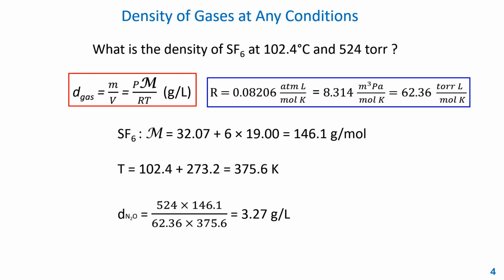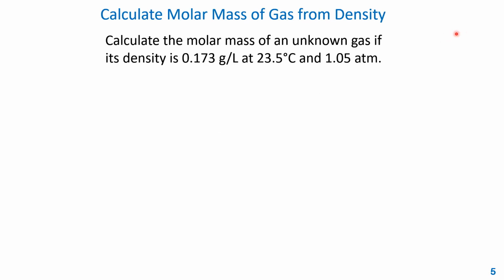Okay, so now I will give you an example to calculate the molar mass if you know the density. Let's look at the example to calculate the molar mass of a gas from density. So this is the question. Calculate the molar mass of an unknown gas if its density is 0.173 grams per liter at 23.5 degrees Celsius and 1.05 ATM. So we know the temperature, we know the pressure, we also know the density.